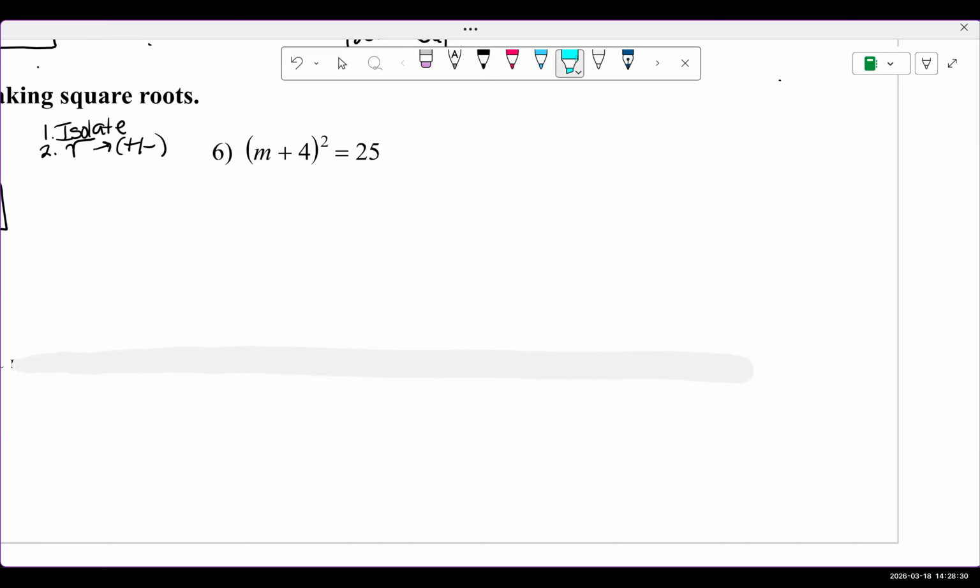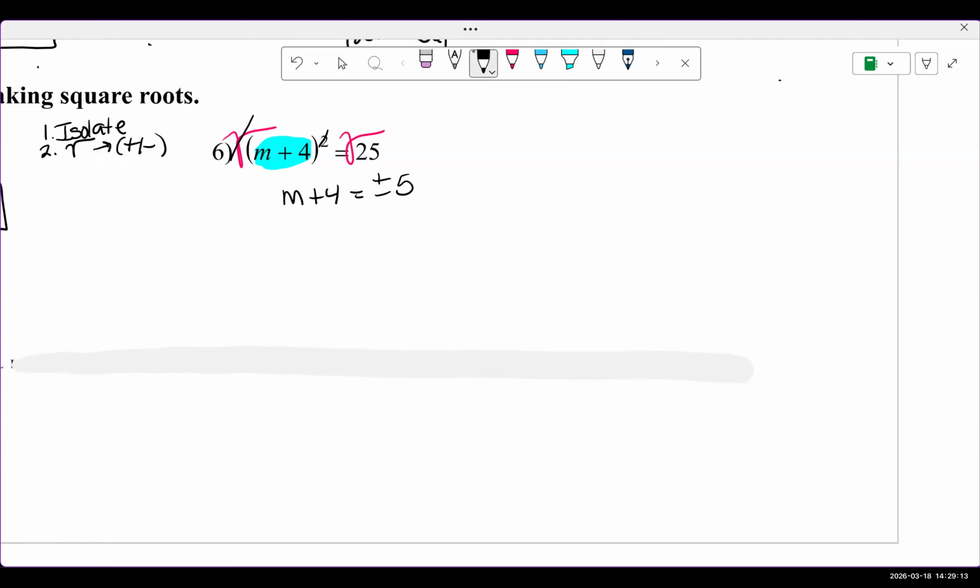Number 6. Okay, so it's this whole quantity squared. There is nothing to isolate because everything on the left side of my equal sign is inside the parentheses that have the exponent on it. So there's nothing to isolate. Time to take the square root. So I'm going to take the square root of both sides. Square root cancels squared, so I get m plus 4. Square root of 25 is 5.